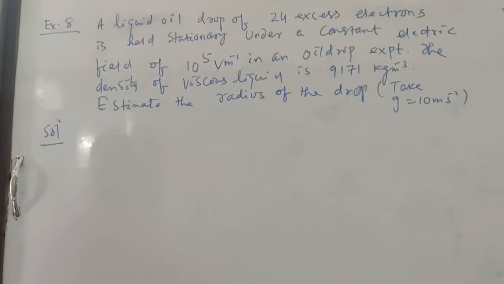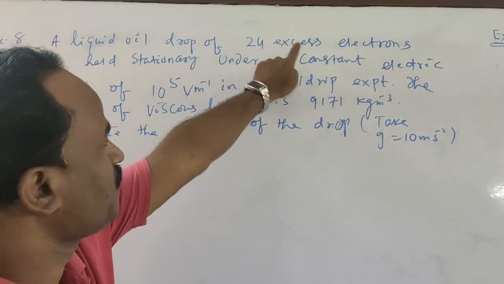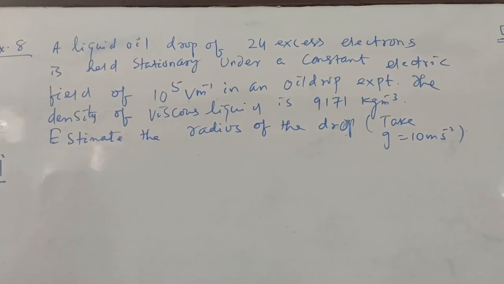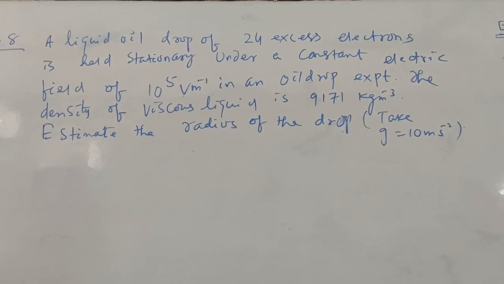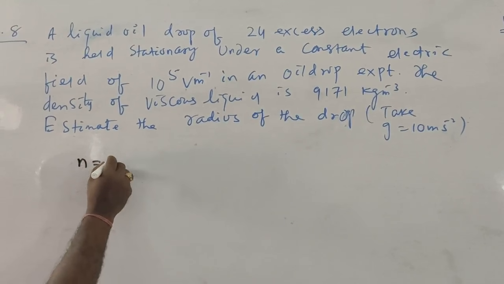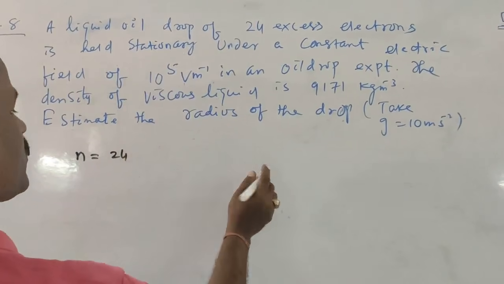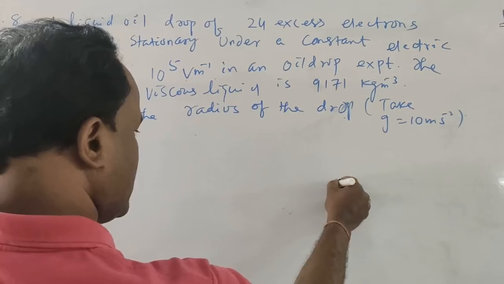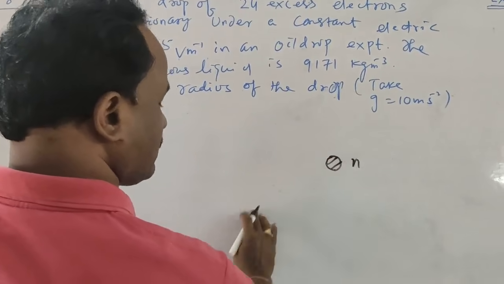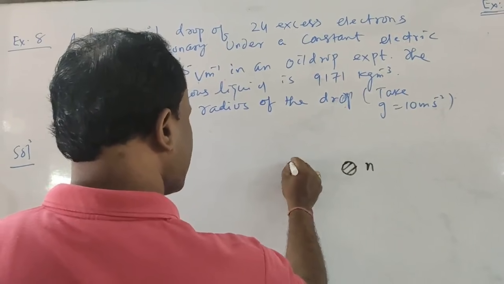Another question. An oil drop of 24 excess electrons is held stationary under a constant electric field. Suppose n is the excess number of electrons, it is 24. Held stationary means no net force. Suppose this is the oil drop having excess number of electrons n, so that the charge acquired by that oil drop is q equal to ne.